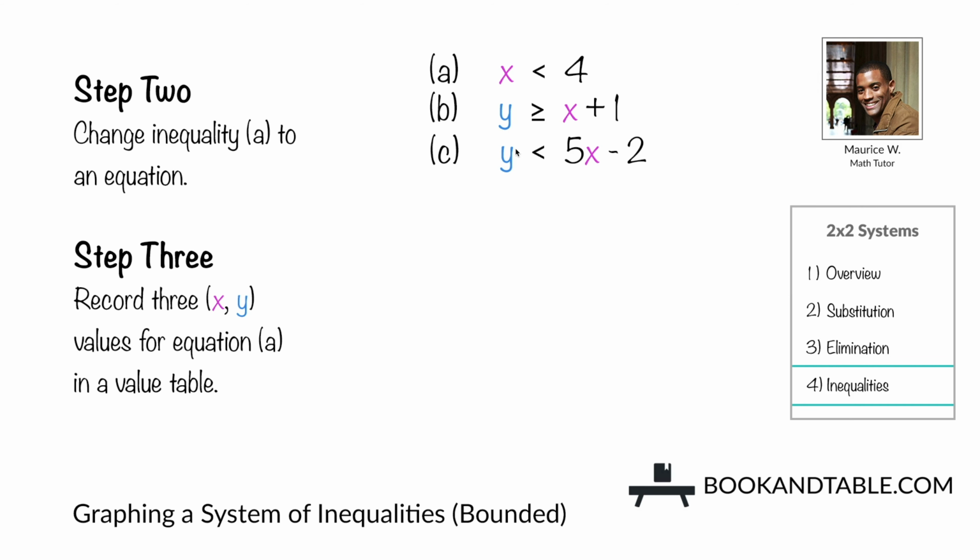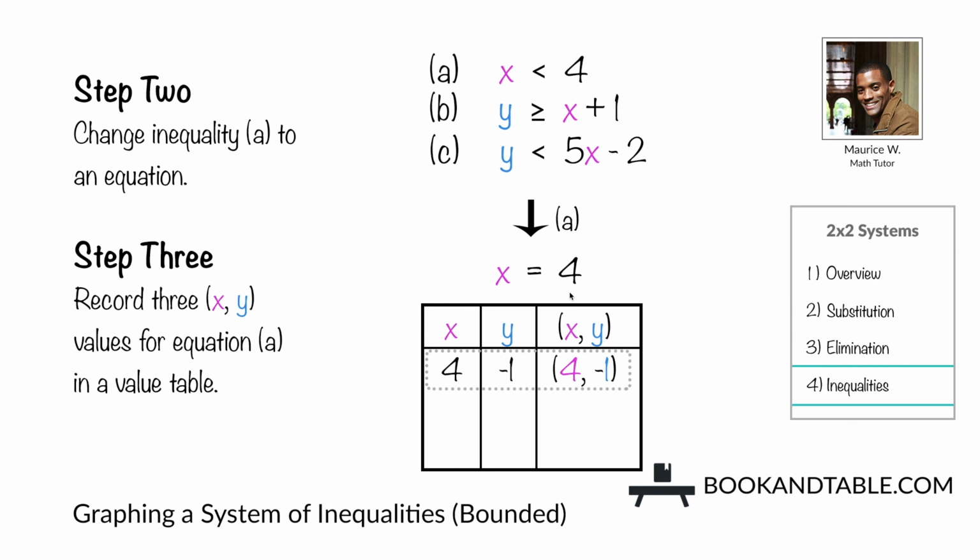And now we want to create value tables for A, B, and C so that we can sketch all three lines. So we'll start with A. Step 2, change inequality A to an equation. So we change the less than sign to an equal sign. And since x is always going to be equal to 4, in the value table, x will always be 4. So we'll change y from negative 1 to 0 to positive 1. So the 3 points in this value table are (4, -1), (4, 0), and (4, 1), which will be a vertical line where x is 4.